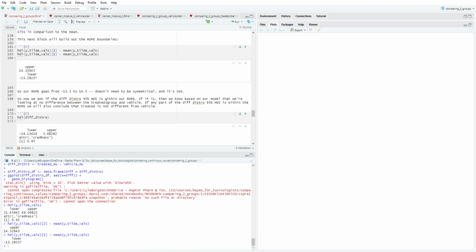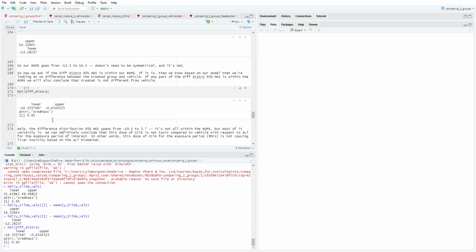So now we're going to ask, what is the difference distro 95% highest density interval? And so you can see here now, I'll have to update this because I got a slightly different result this time. 14.4 to, man, that's really interesting, 0.45. In this case, it's actually all within the rope. In my other example, it was not all within the rope. Most of it certainly is.